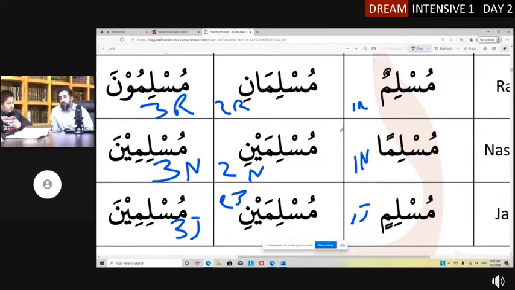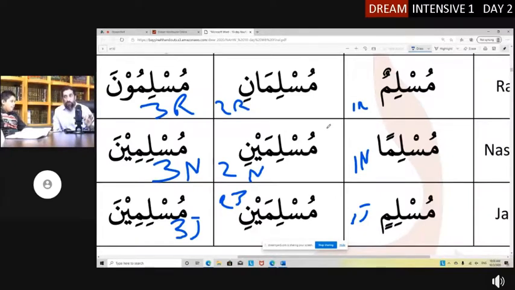The R's are at the top, in the row. You guys know the difference between rows and columns? Are all the R's in a single row, or in a single column? Single row. So all the N's are in a single row, and all the J's are in a single row. And all the number ones are in a single column, the number twos are in a single column, and the number threes are in a single column.